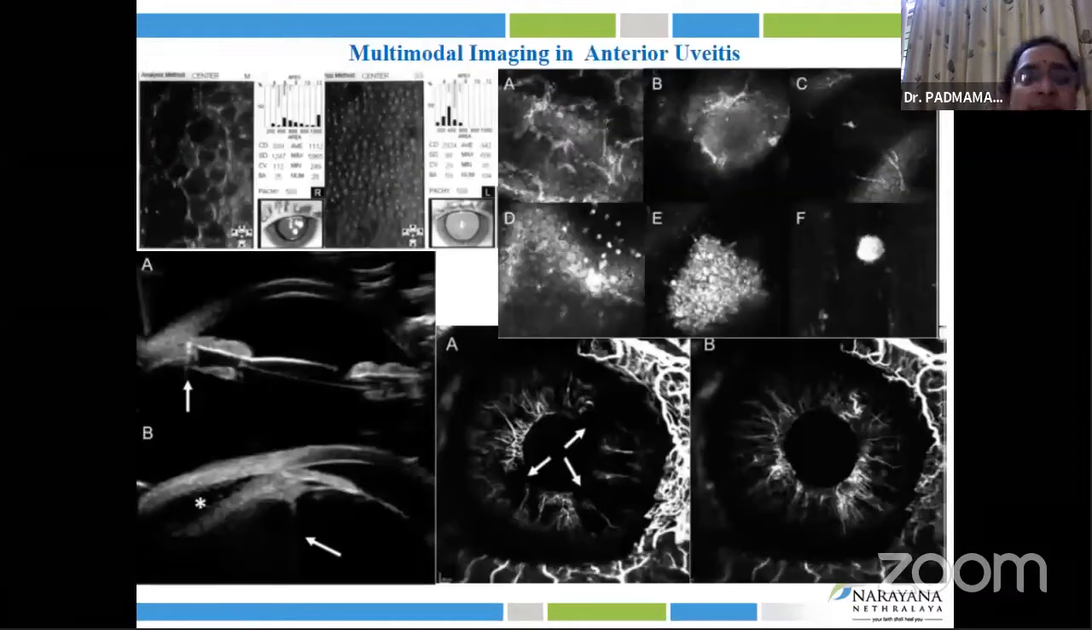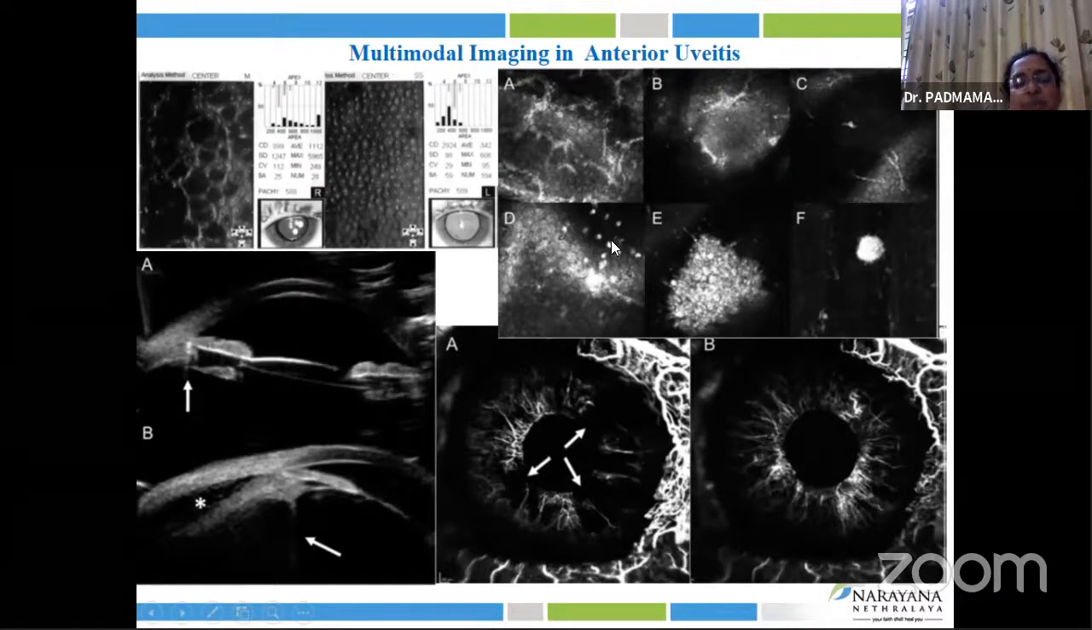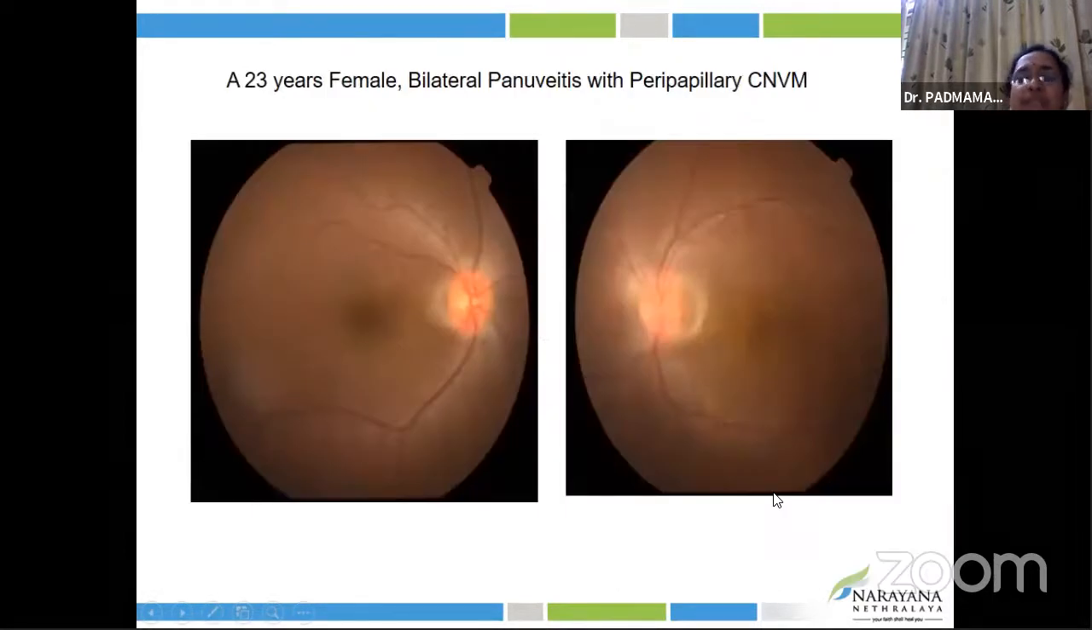Now in multimodal imaging of the anterior segment, here we could see the various imaging methods. Here the confocal showing the various types of keratic precipitates, ASOCT and UBM are there, and ICG. Here you can see the ischemia at the iris margin. In the late phase, there is diffusion from the collateral vessels. We'll start with the case examples.